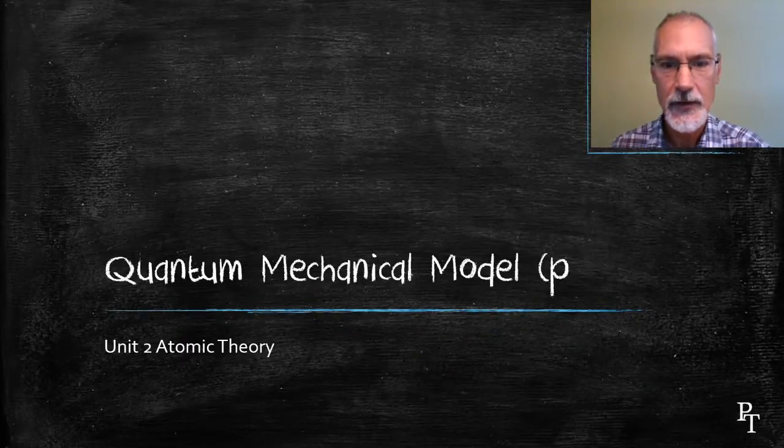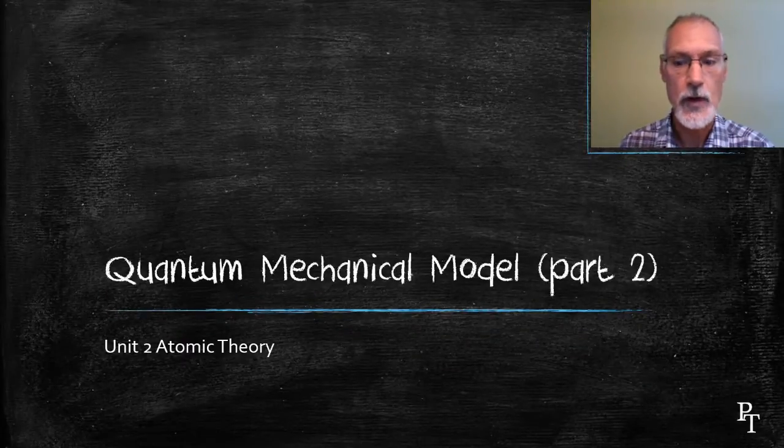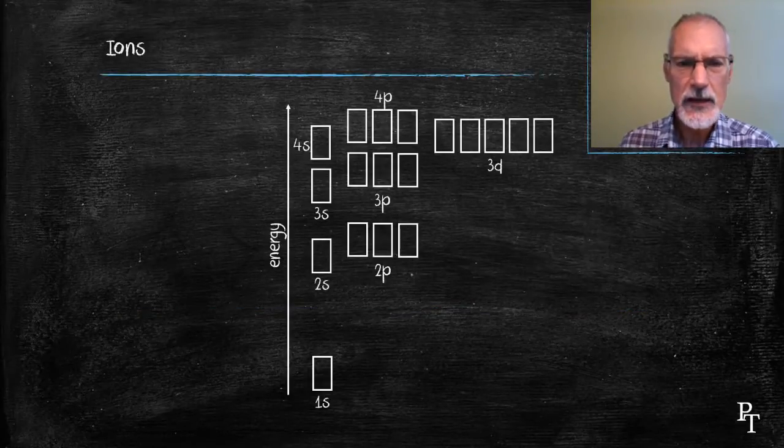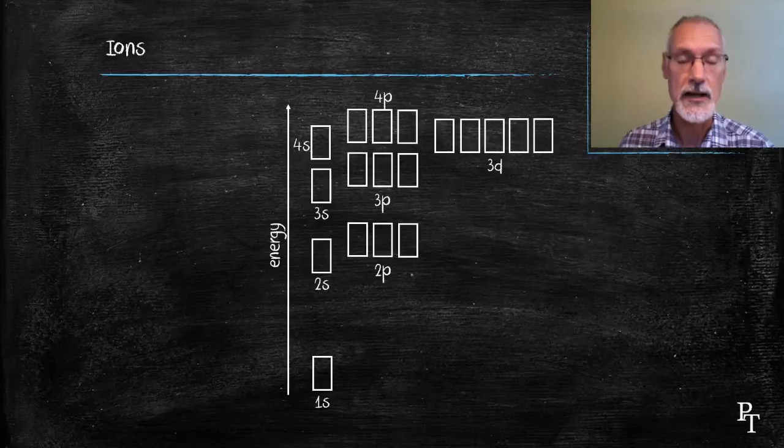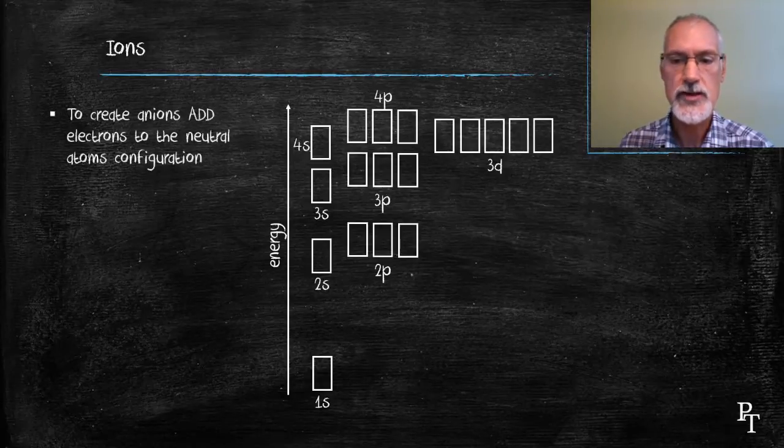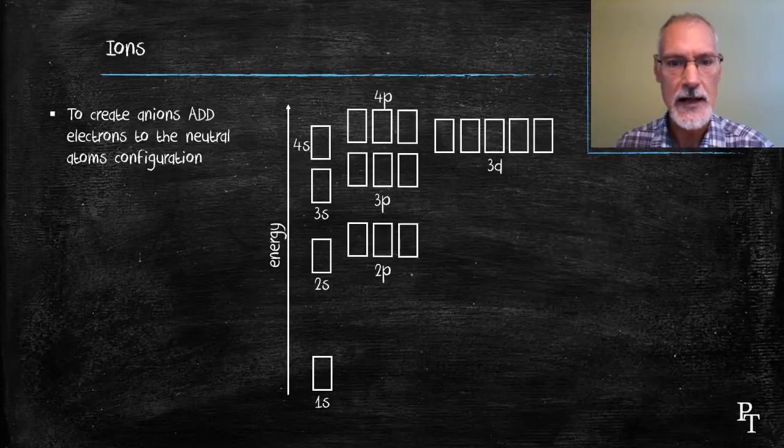Hi again. This is a look at the second part of the quantum mechanical model of the atom. Let's take a look at the electron configuration then of ions. I've started here with the energy level diagram. And the first thing I'll look at are anions, or substances that have negative charges.